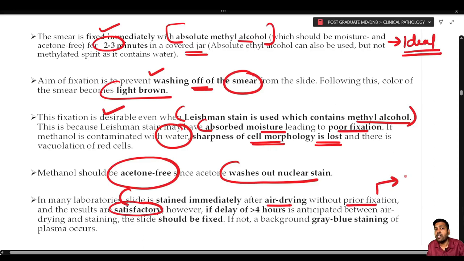This is what is being done in the majority of laboratories. They are not doing any proper fixation first. Directly after air drying, they are using the Leishman stain, which contains methyl alcohol. However, if you are anticipating a delay of more than 4 hours between air drying and staining, the slide should be fixed. Very importantly, separate fixation is not required if you are going to stain immediately after air drying.